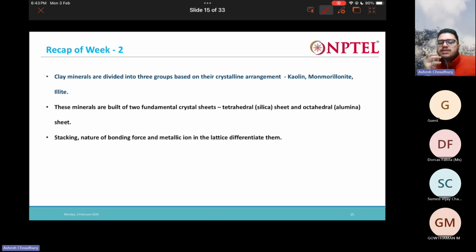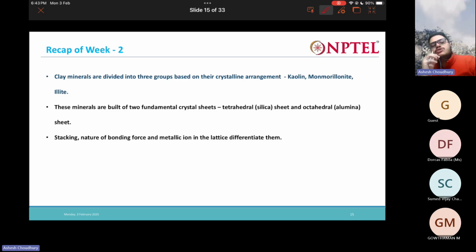So what are these clay minerals made up of? Some basic fundamental crystal sheets. So crystal sheets form the clay minerals, and then clay minerals form the clay particles. This is going from small to larger size. First we have the crystal sheets. These crystal sheets form the clay minerals. Then these clay minerals come together to form the clay particle.